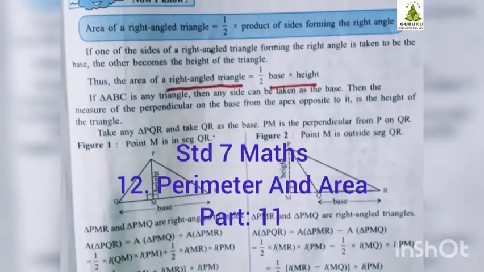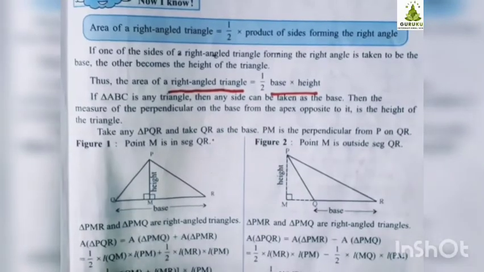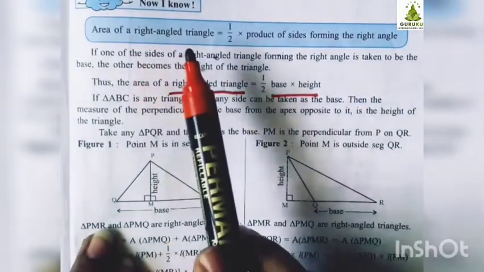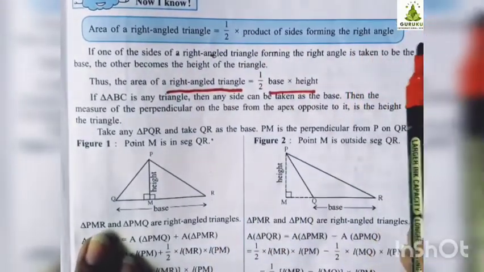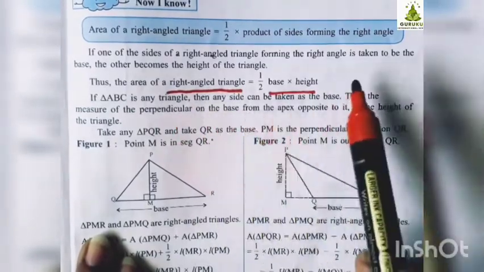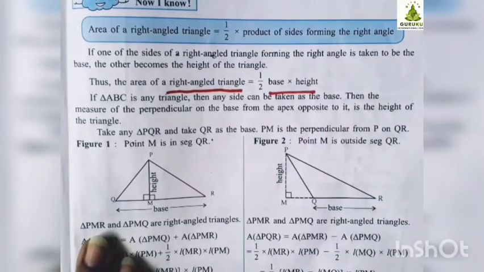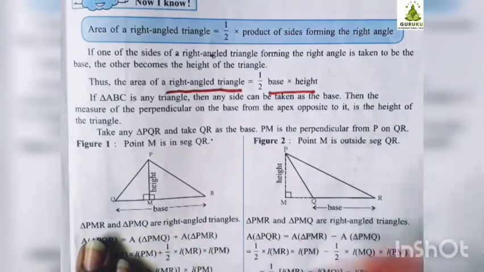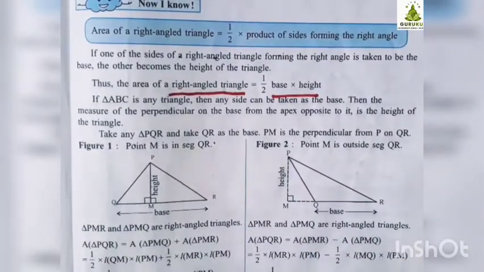Lesson number 12, perimeter and area. We were learning about the formulas to derive the area of a triangle. Area of a right angle triangle is equal to half into product of the sides forming the right angle. And area of the right angle triangle also can be written as half into base into height. Now how is it so? Let us understand this by the explanation which is given on page number 83 in your textbook.